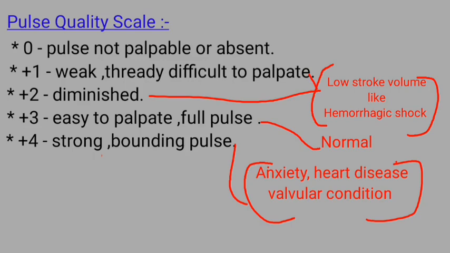Then +3 means easy to palpate and full pulse. +3 on the scale indicates normal. Then +4 means strong and bounding pulse. +4 on the scale indicates anxiety and heart disease, valvular condition.